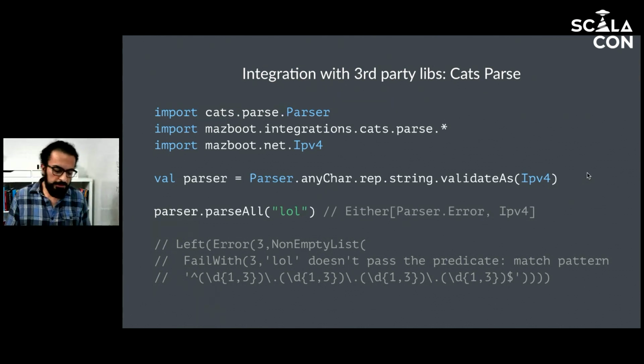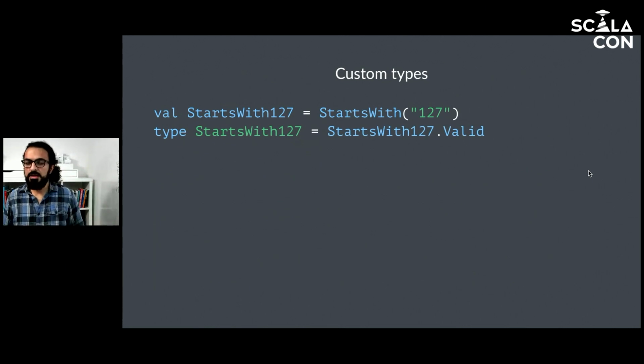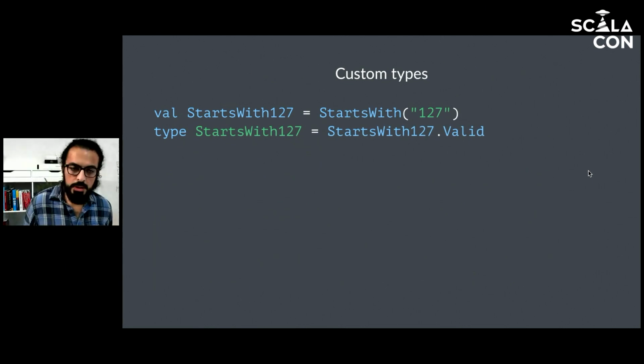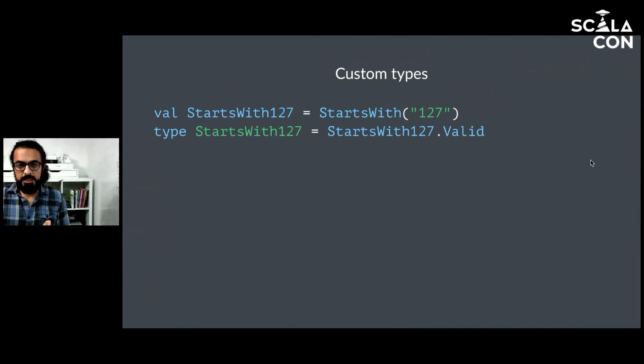All right, so these are different ways to validate. There are also many types that come with the library, but the library is also open for extension, so you can create your own types. Here is a way to create a type that describes strings that start with 127 using a predefined validator. You can also create new types by composing existing ones.